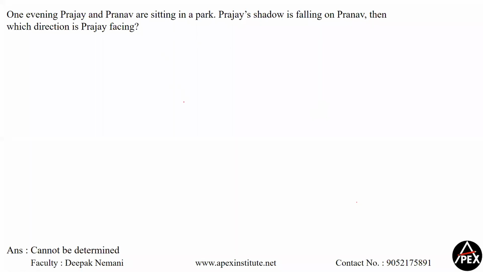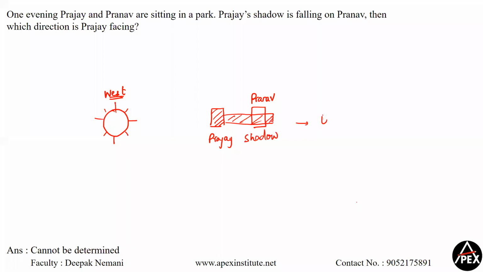Now let's see. One evening, Prajay and Pranav are sitting in a park. So let us say this is Prajay here. Let me consider this as west, because in the evening, the sun is towards the west. So Prajay's shadow is falling on Pranav. So this is the shadow. The shadow will be towards the east, isn't it? Now tell me, if Pranav faces this direction or this direction.